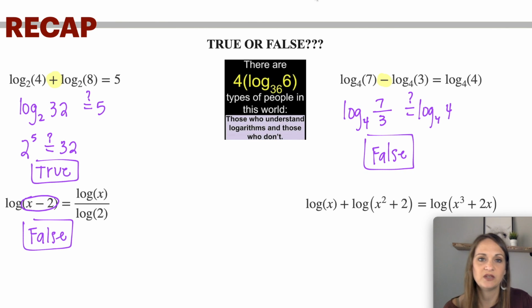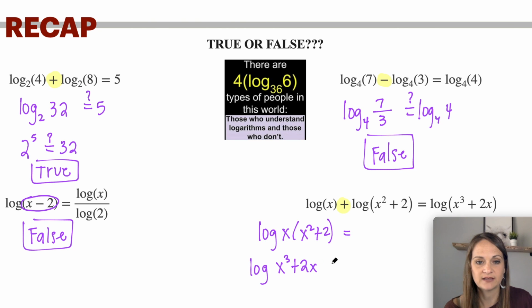In this case, because you have addition, that means you can multiply the functions. So you have x times x squared plus 2, which you can distribute. So you have x cubed plus 2x, which does give you the other side. So your answer is true.